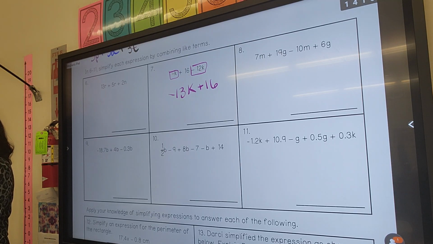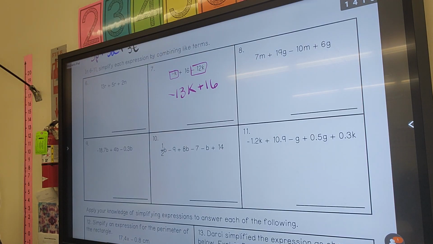Elijah, you done? Okay, don't say the answer, because it's easy. It literally is so easy. Remember, look literally for the same variable, Dustin, and don't combine them.